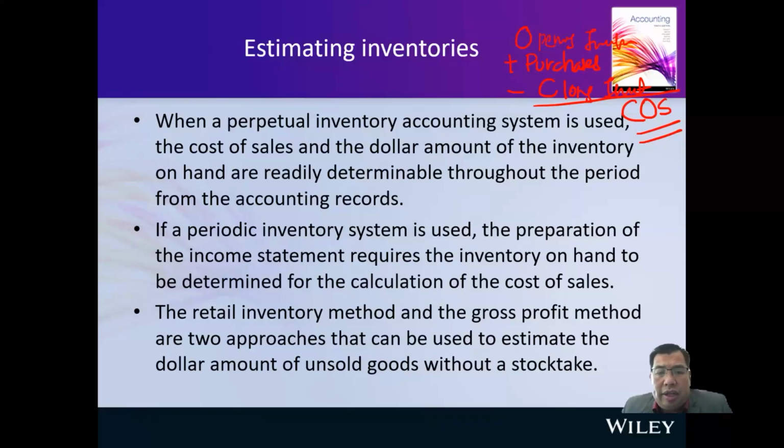The retail inventory method and the gross profit method are two approaches that can be used to estimate the dollar amount of unsold goods without a stock take. So this is another technique here. There is the retail inventory method. Another one is the gross profit method. This is how we can use these methods to estimate the amount of unsold inventory.